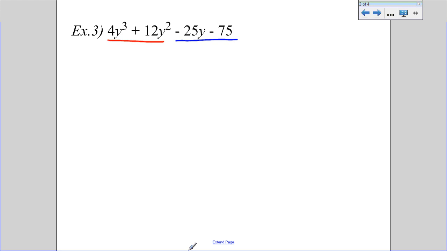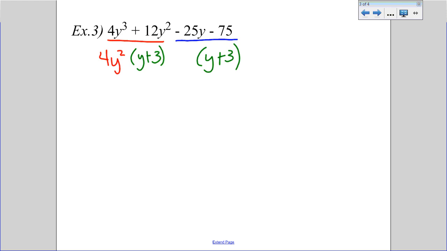4 and 12 have a greatest common factor of 4. Y to the third and y squared have y squared. So let's leave it with y plus 3. And I should color code that for you guys. I try to do that. Y plus 3. The reason I color code that is what's in green has to repeat.